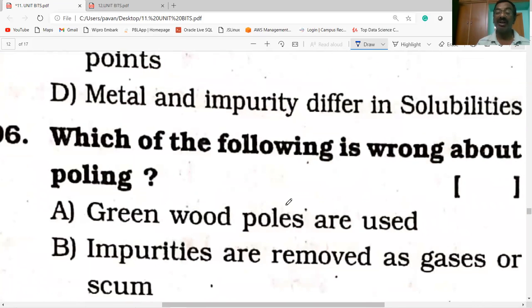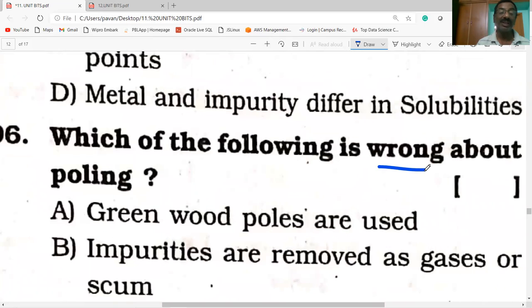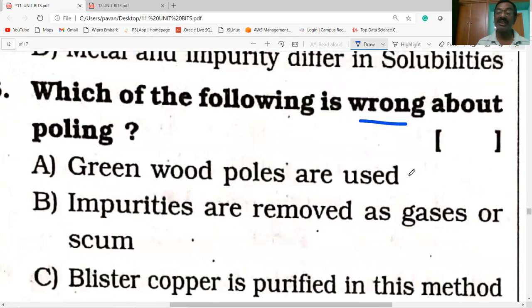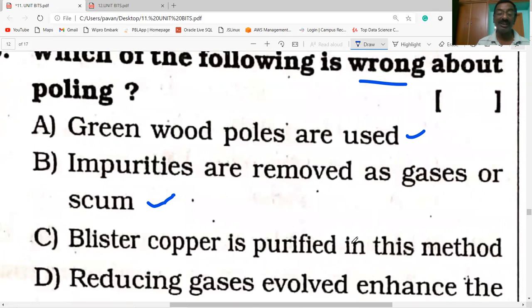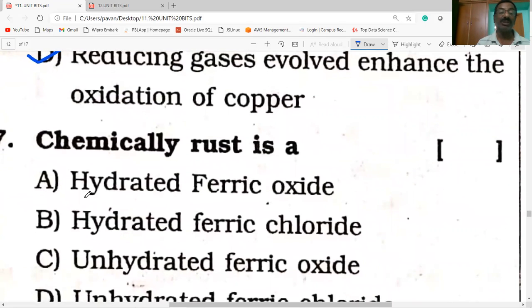Which of the following is wrong about poling? Which statement of the poling process is wrong? Green wood poles are used, it is correct. Impurities are removed as gases or scum. Blister copper is purified in this method. Reducing gases avoid enhancing the oxidation of copper, they reduce the oxidation of copper. So it is a wrong statement.